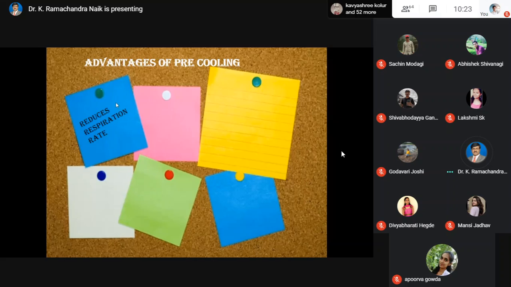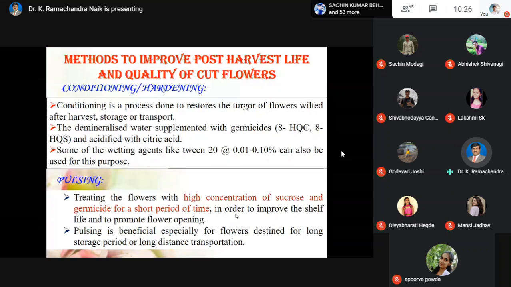Conditioning is nothing but the hardening. Conditioning is a process done to restore the turgor of the flowers wilted after harvest, storage or transport. So conditioning is keeping them in the best, turgid, healthy positions. Here turgidity should be maintained. Turgidity means the flower should be stuffed.